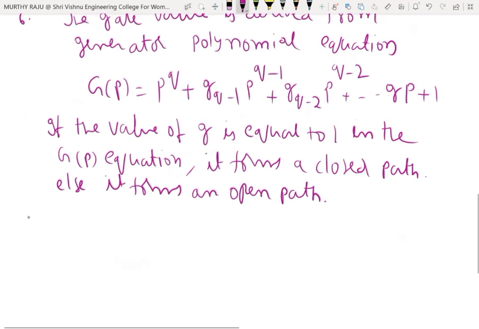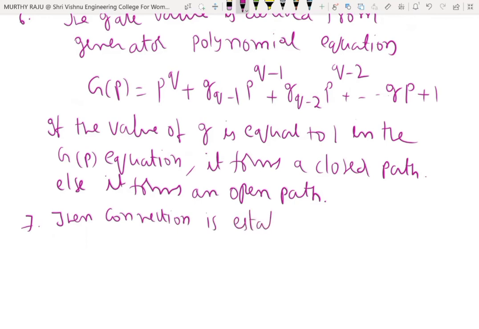Seventh point is the connections. Then the connection is established between the gates and the registers.